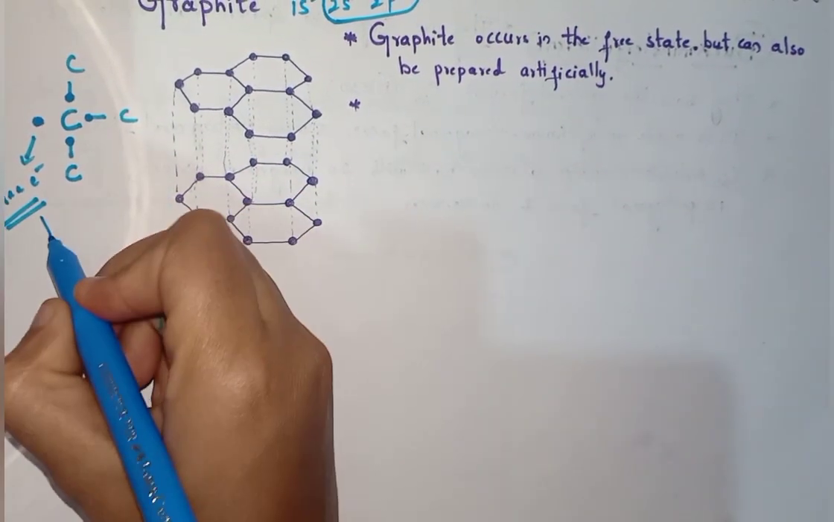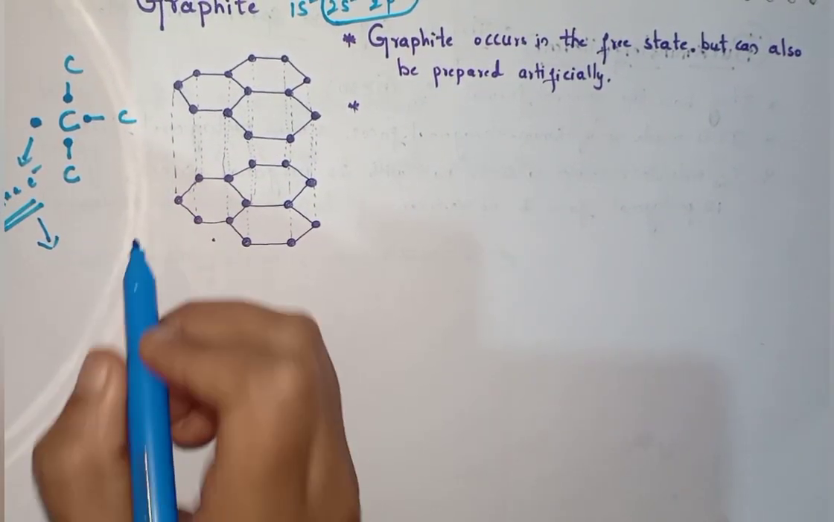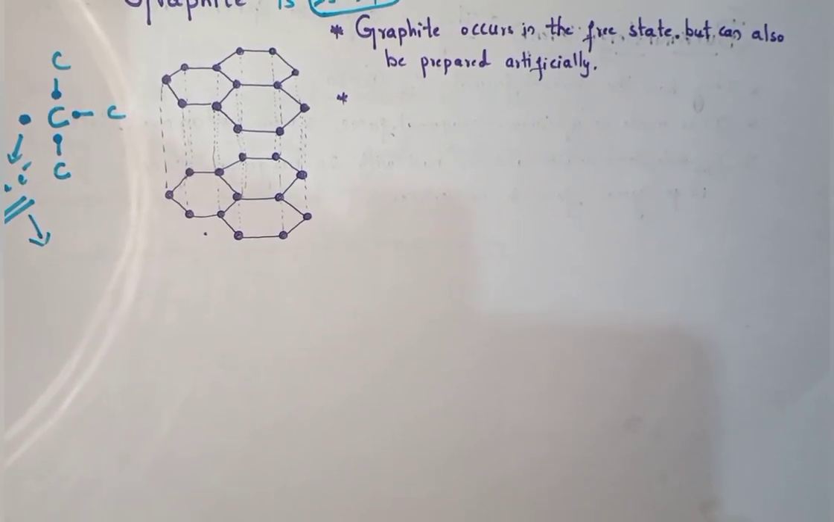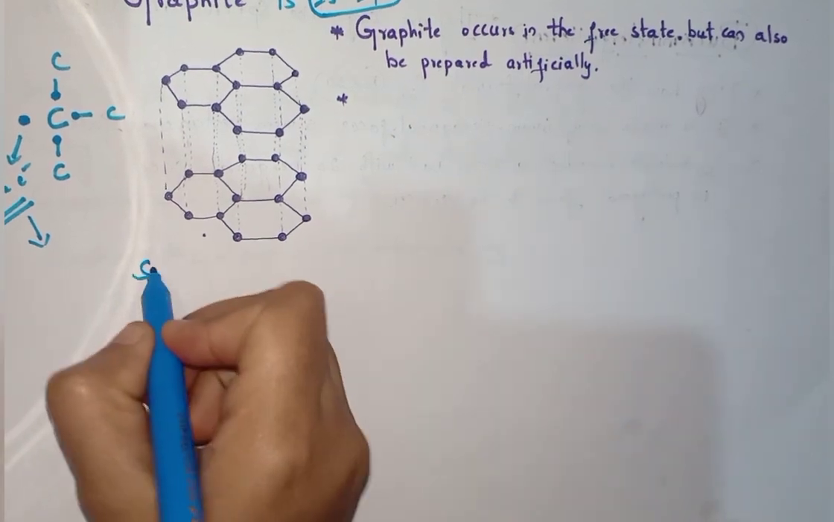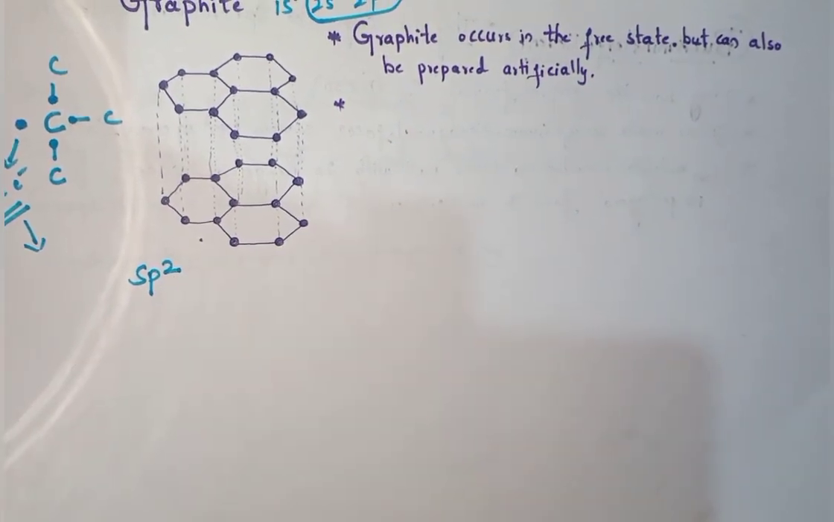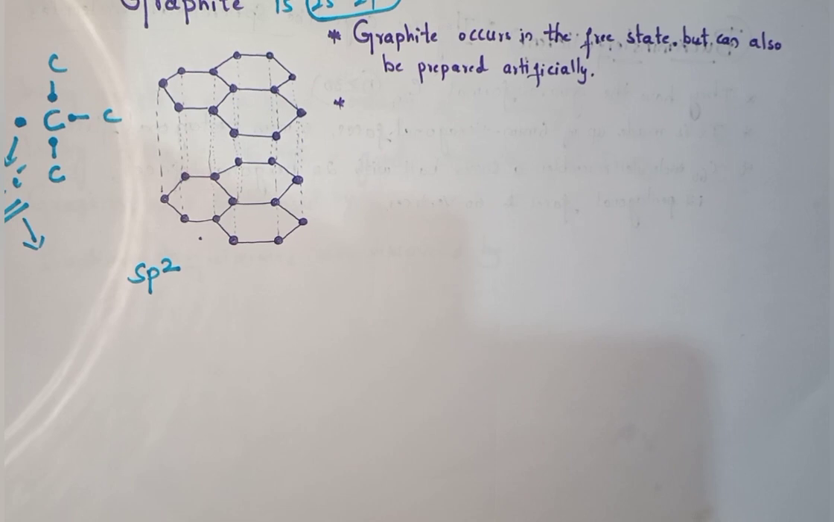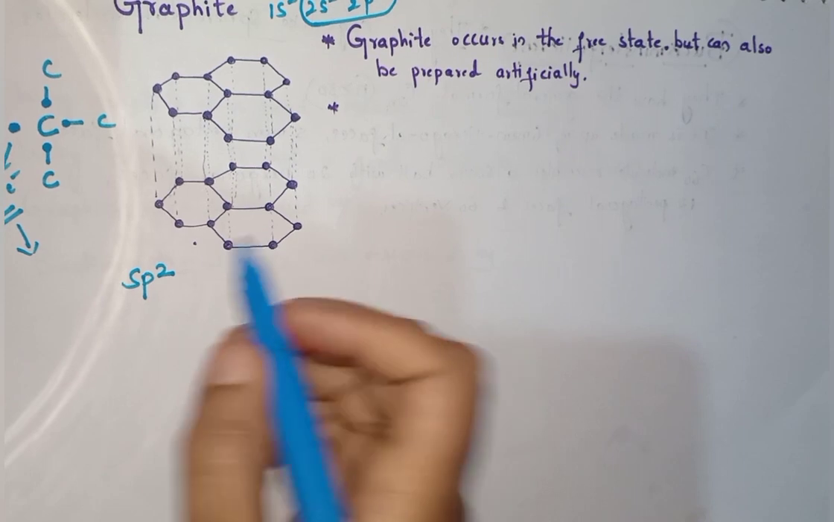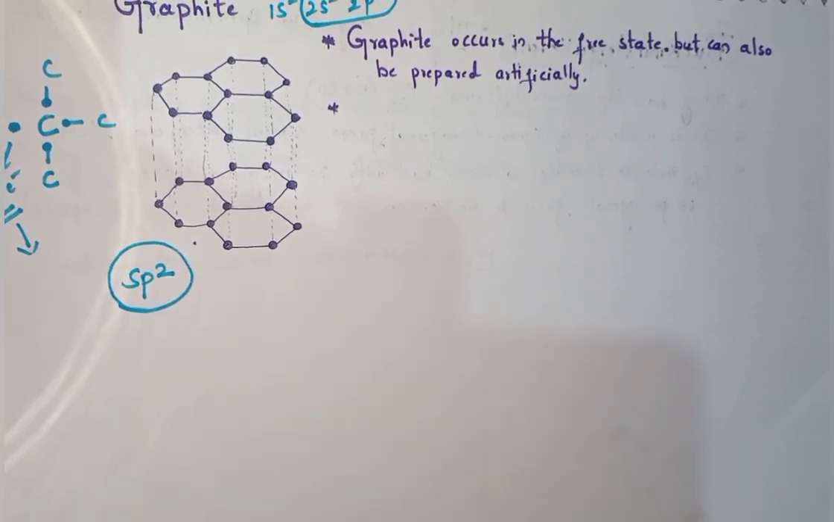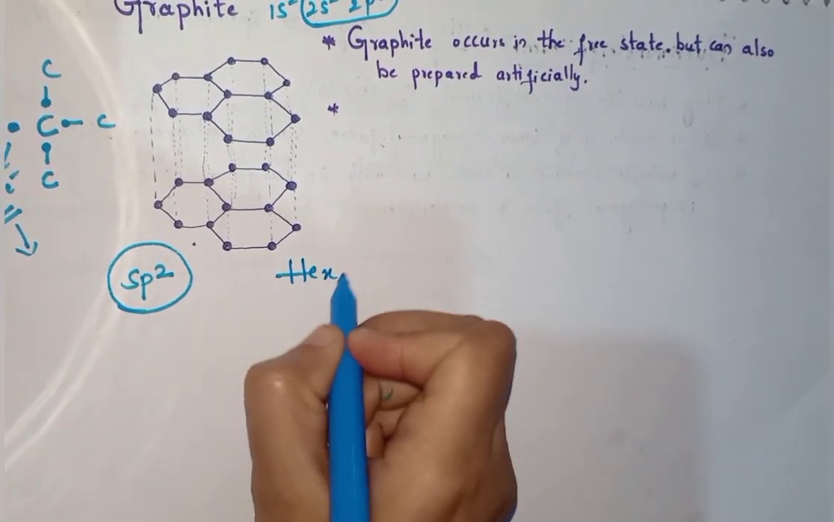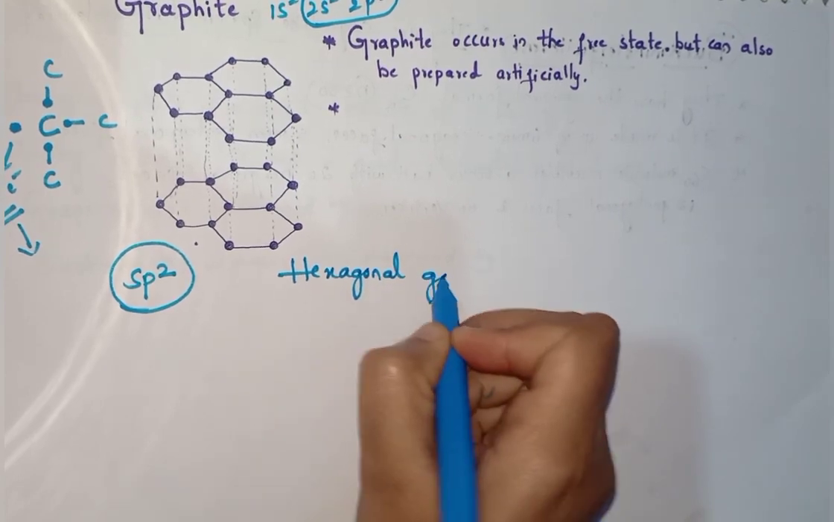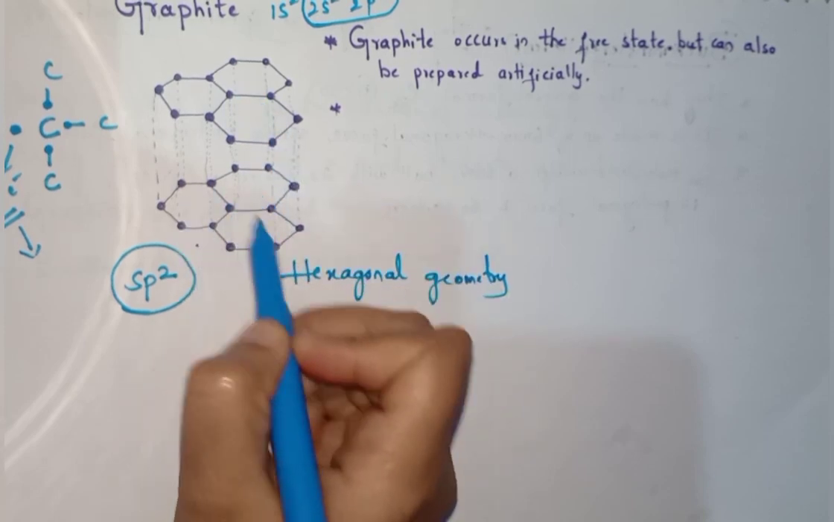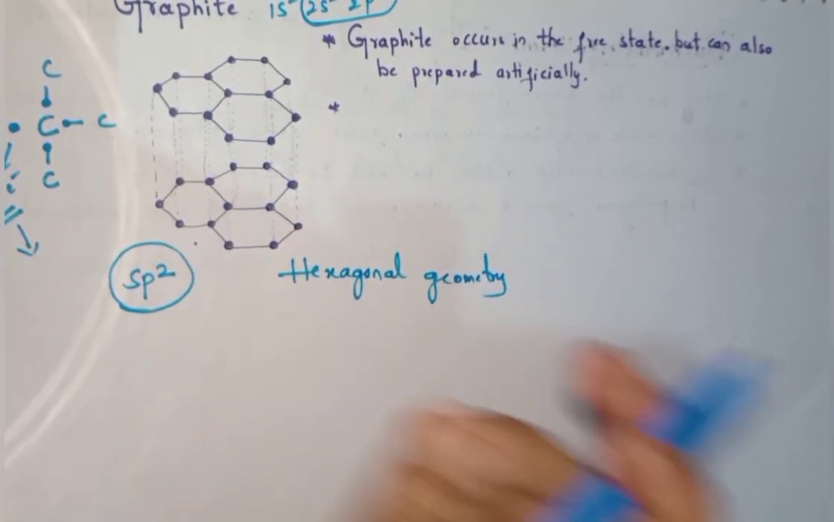And this free electron is responsible for conducting electricity in the graphite. So if we want to see about the hybridization of the graphite, then it is sp2 hybridized. Why? Because here carbon is bonded to 3 other carbon atoms. That's why it is sp2 hybridized. And it is having a hexagonal geometry. And you can see here these are the hexagons.